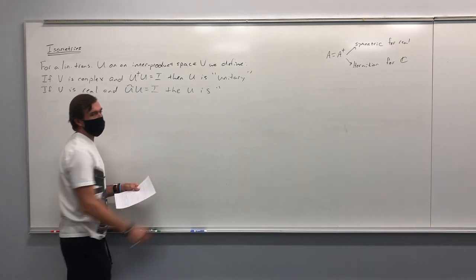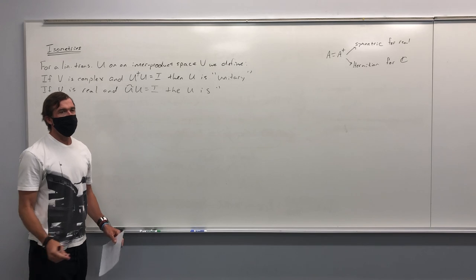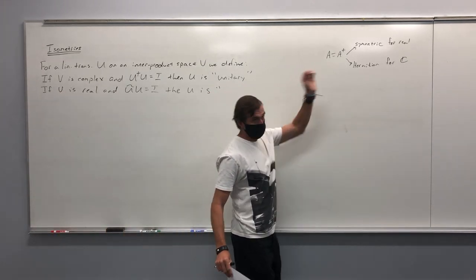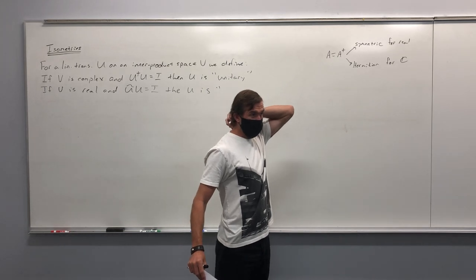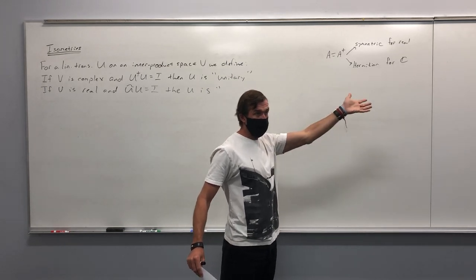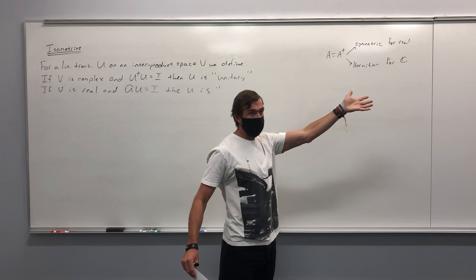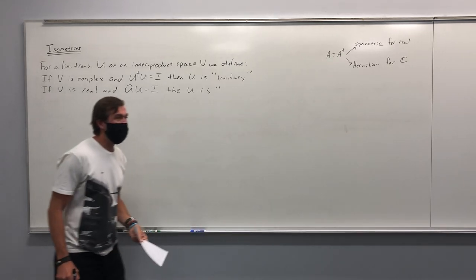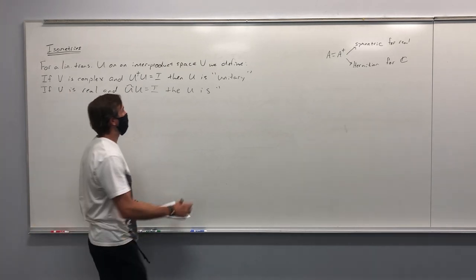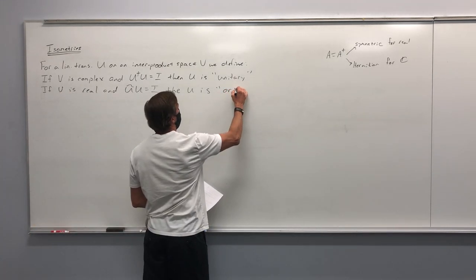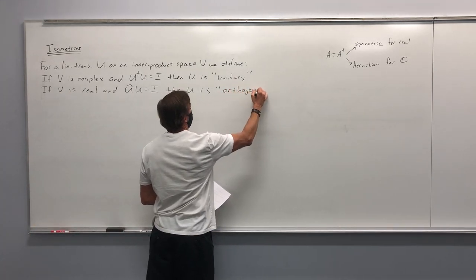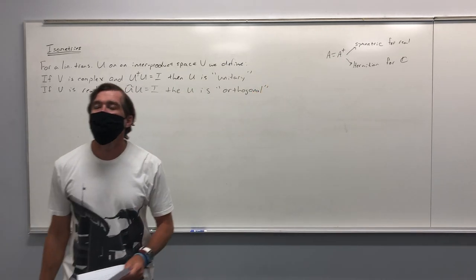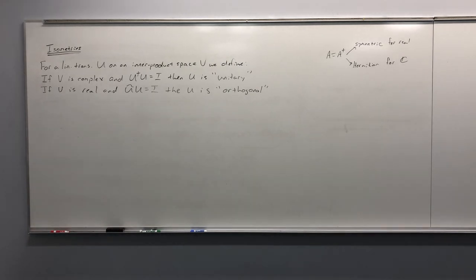Then U is called... Now that's symmetric. Come on, guys. What kind of matrix is a rotation? There's a lot of words in this class. It's an orthogonal. Special orthogonal? Yes.